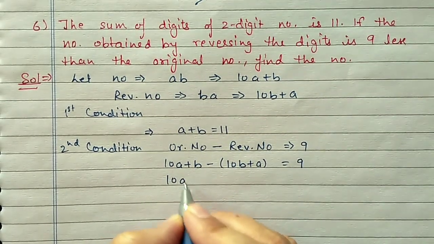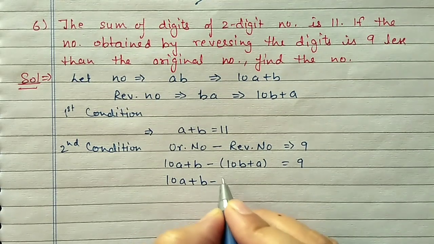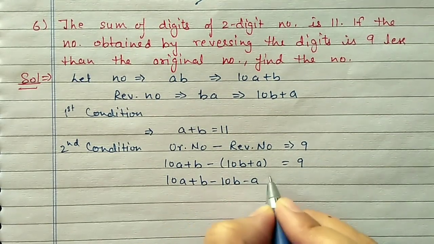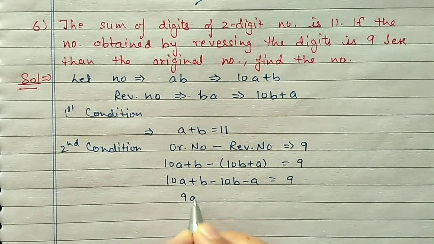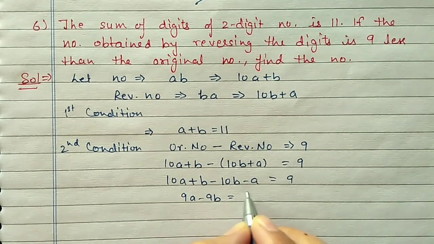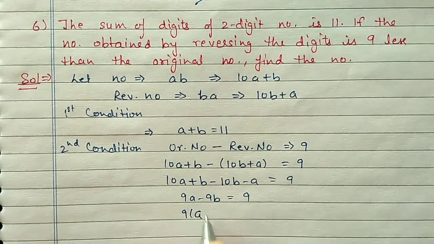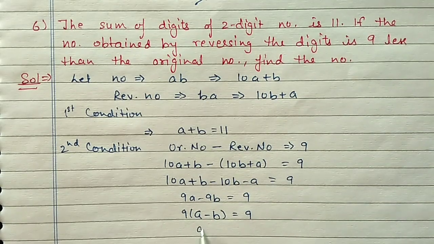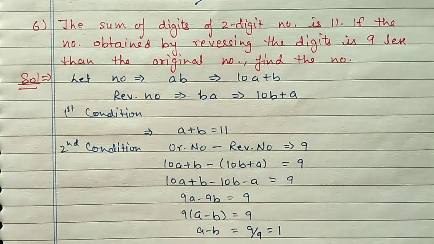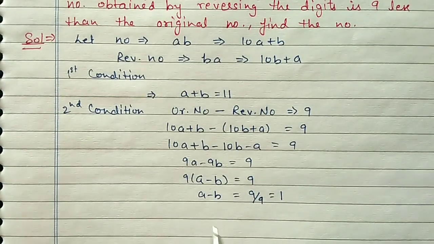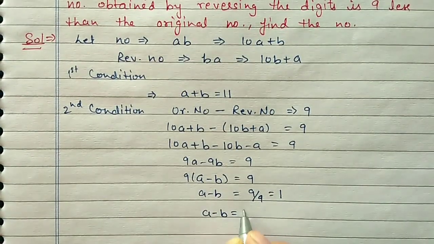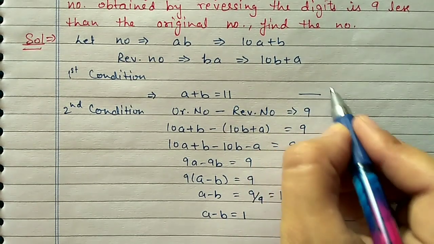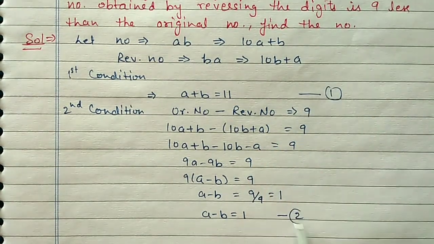So if we expand it, we will remove this bracket, then we will get 9A minus 9B is equal to 9. So 9 we can take out common, and if we shift this 9 to the other side, we will get A minus B is equal to 9 by 9, which is 1. So A minus B is equal to 1. Now we have two equations here. First is this and second is this one.